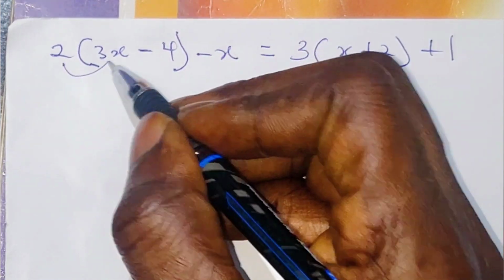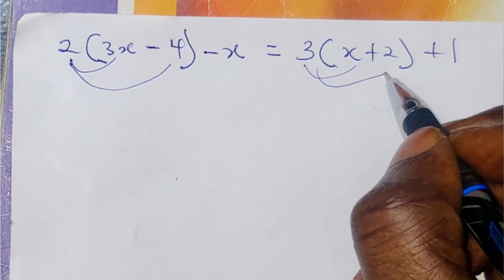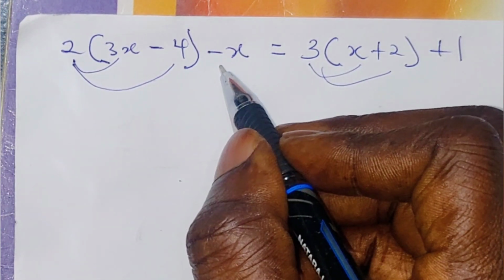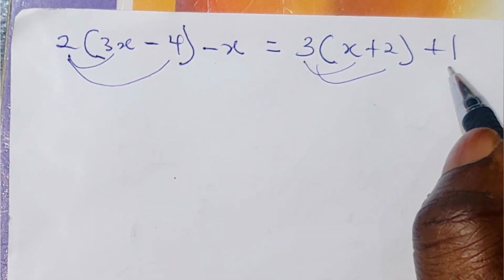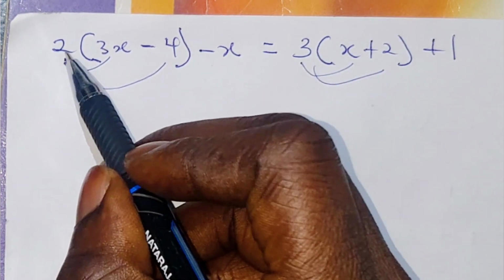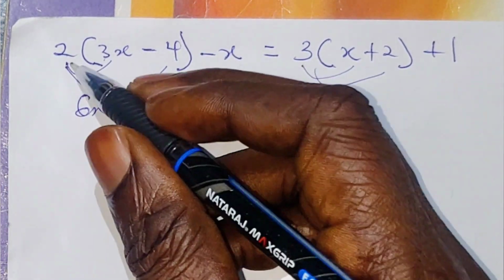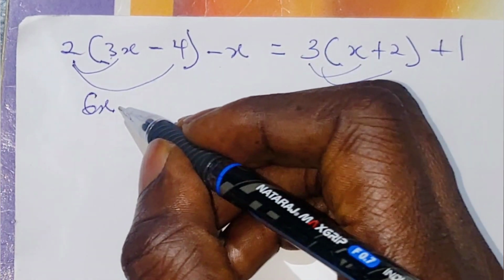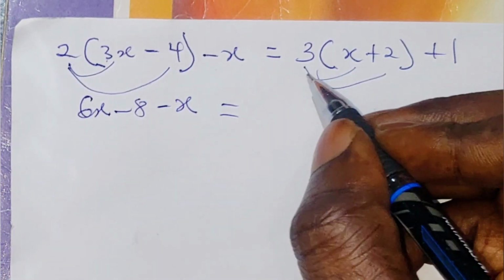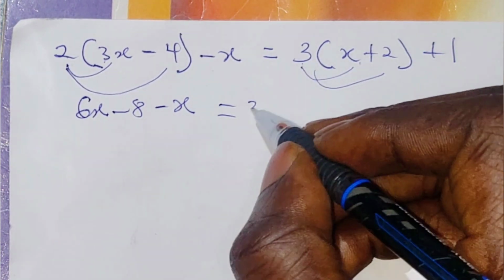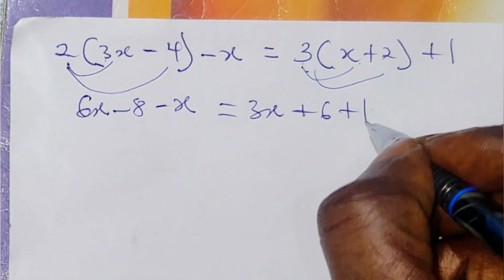So this 2 multiplies the first term, multiplies the second term. This 3 multiplies the first term and then the second term. It doesn't affect the negative x. It's a different term altogether. This is also a different term. So we're going to have 2 multiply 3x and we get 6x. Then 2 multiplies negative 4 and we get negative 8. Then we have minus x is equal to, then 3 multiplies x and we get 3x. 3 multiplies 2, then we get 6 and plus 1.